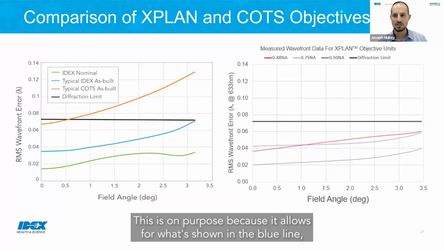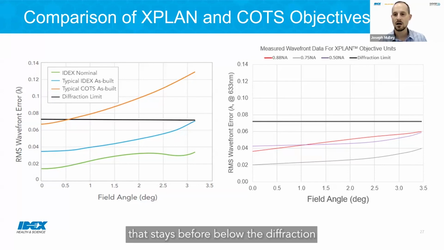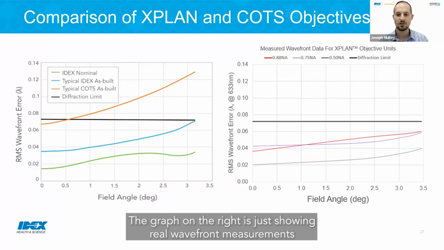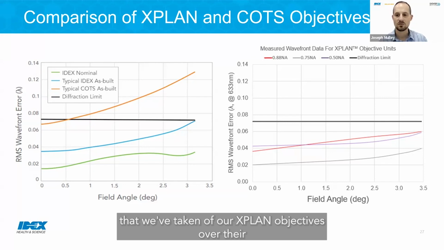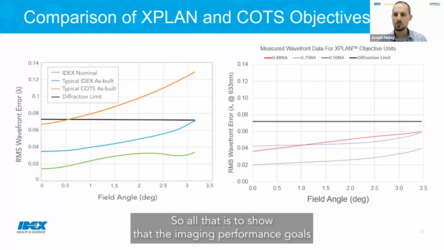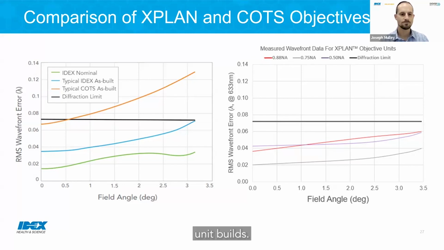This is on purpose because it allows for what's shown in the blue line, which is a typical as-built lens performance that stays below the diffraction limit over the entire field of view. The graph on the right is just showing real wavefront measurements that we've taken of our XPLAN objectives over their full angular field of view. So all that is to show that the imaging performance goals of the XPLAN optics are realized in the actual unit builds.